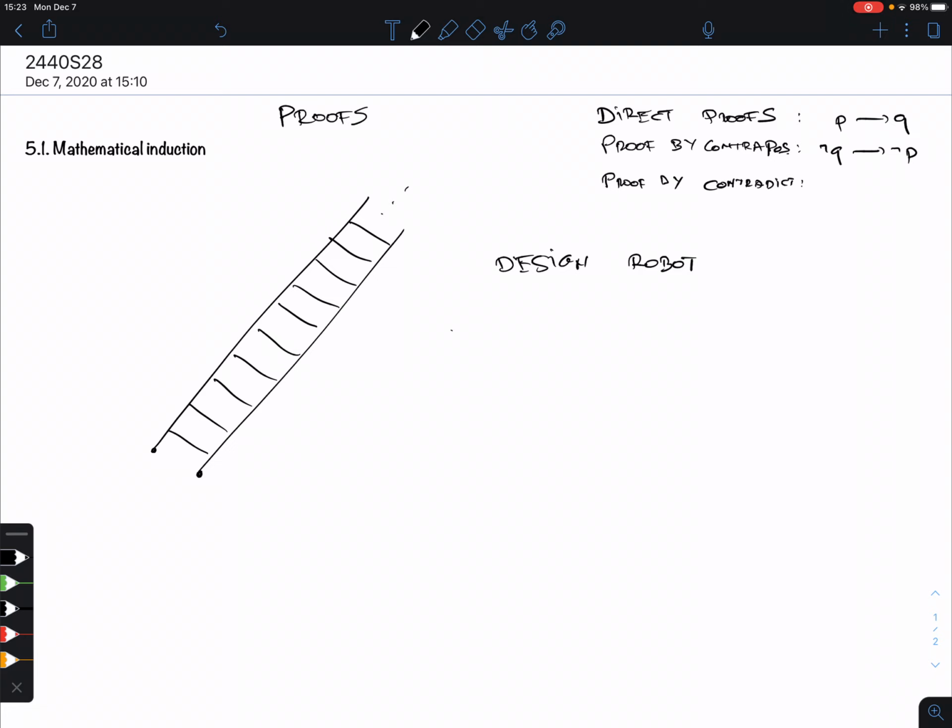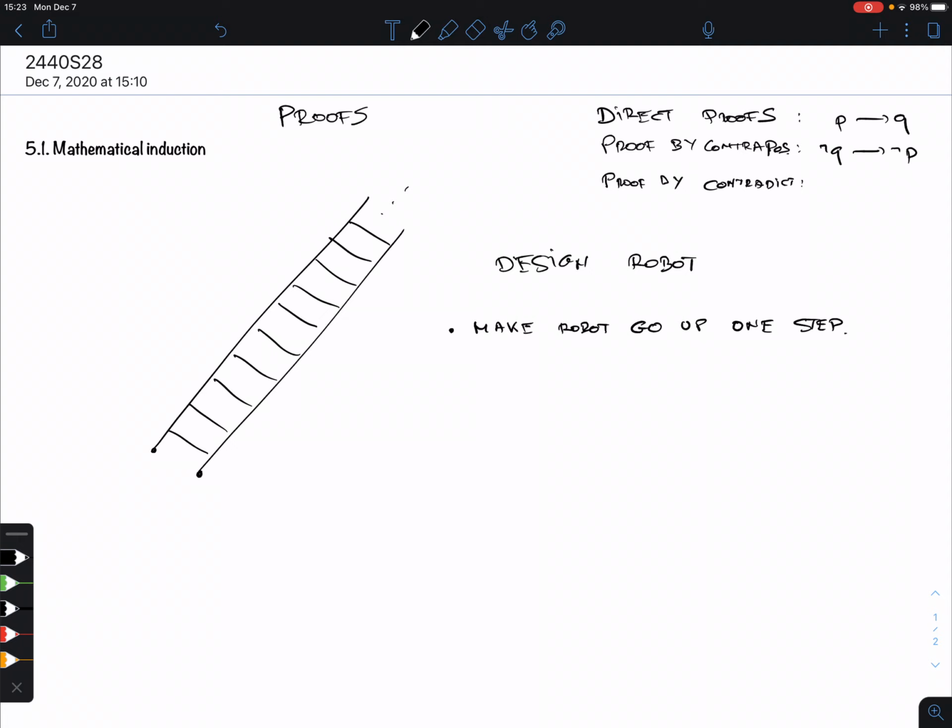So what I'm going to do is make the robot go up 1 step. That seems to solve the problem. If I can do this, and if he has to go up, let's say 5 steps, then I make him go up 1 step, and then the second step, and then I do it again and again and again, and after 5 times he's where I want him to be.